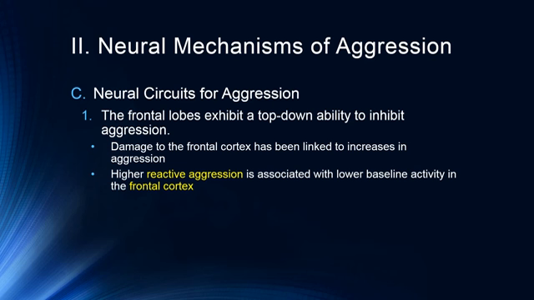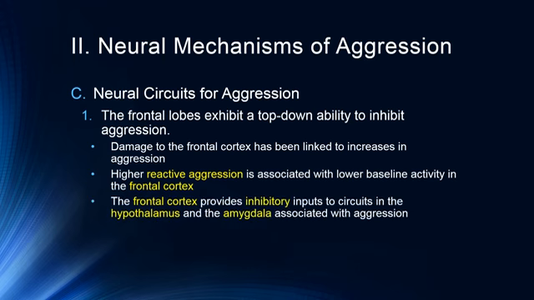And so the frontal cortex, if it's not responding at its appropriate levels, is not able to inhibit that kind of reactive aggression. That frontal cortex provides inhibitory inputs to circuits in the hypothalamus and the amygdala, which are associated with this kind of aggression. So it's exerting this top-down control over this kind of reactive aggression and keeping it in check. And so if that is diminished by injury or other issues, then we get increases in this kind of aggression that's associated with the hypothalamus and the amygdala.